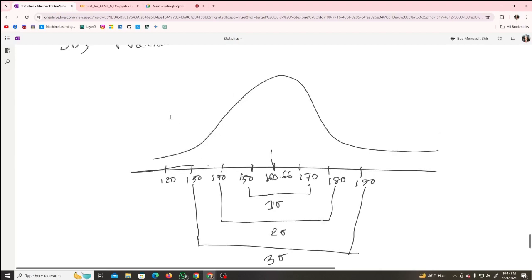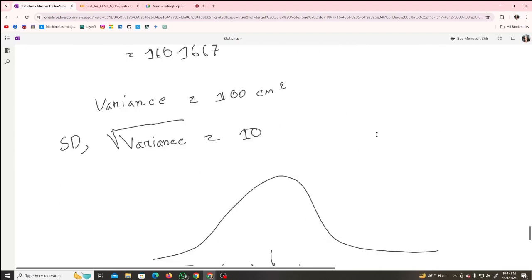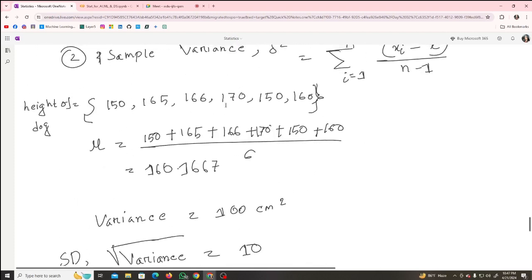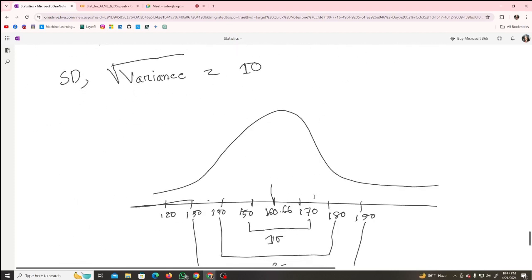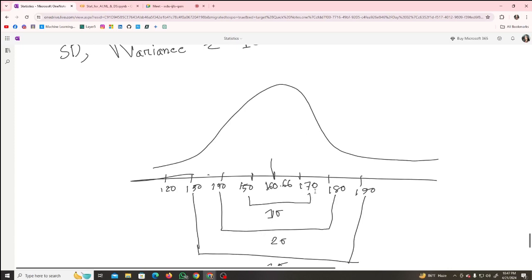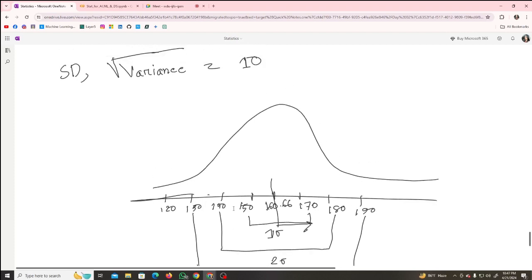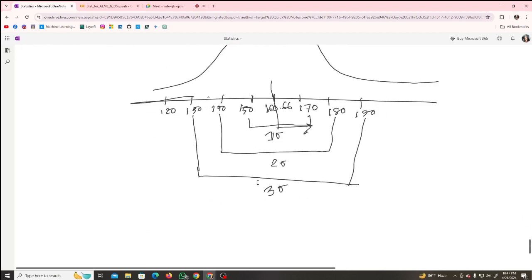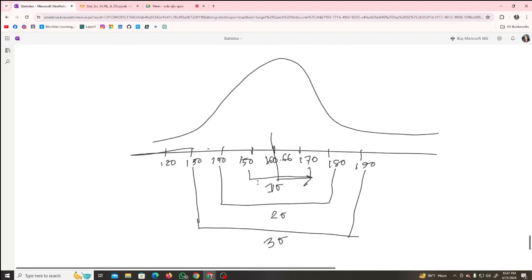Suppose one of your dog's height is 170. So you can find how far your dog's height is from the mean. You can tell, okay, since my dog's height is 170, it is one standard deviation right of the mean. And by this, we understand how well the data in the data set are spread.